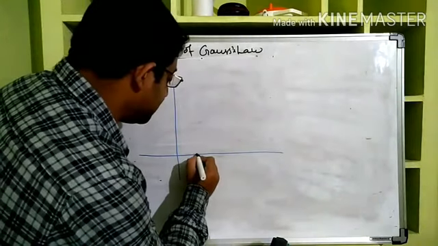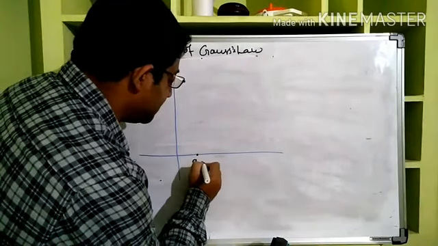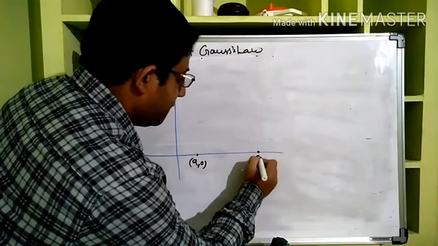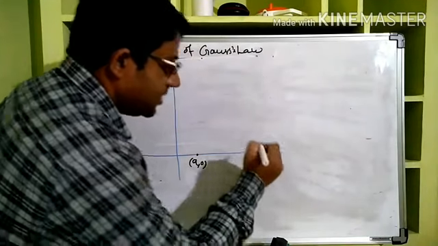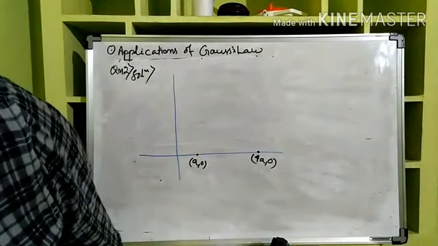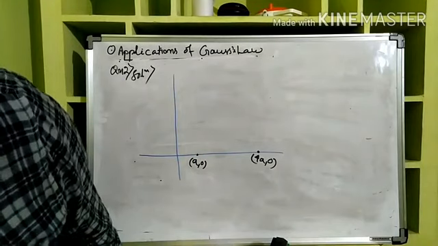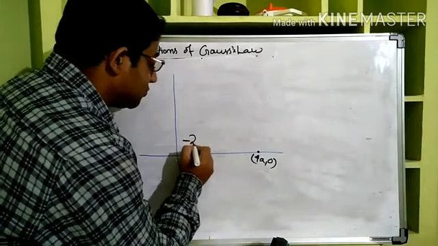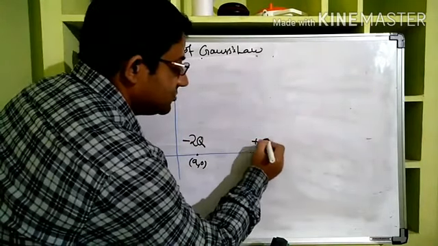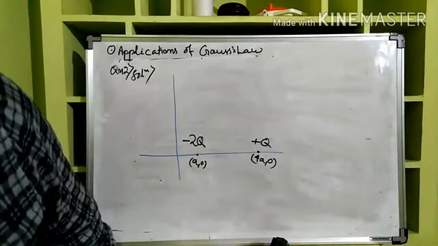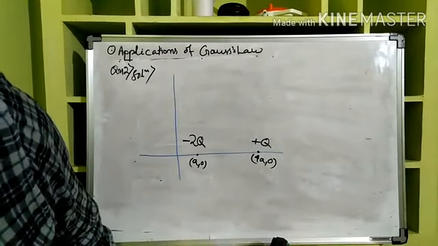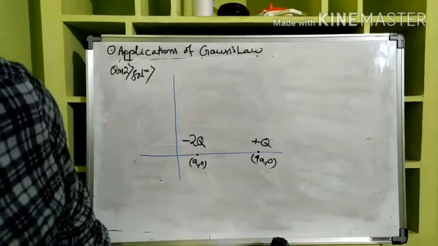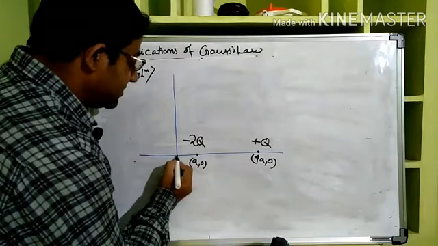there are 2 points. Let us say this point is a0 and this point is 4a0. Minus 2q and plus q are located at points a0 and 4a0. Here there is minus 2q and here plus q. Charges are placed. Now the question is, what is the electric flux due to these charges through a sphere of radius 3a with its center at the origin? Okay, origin is this one.